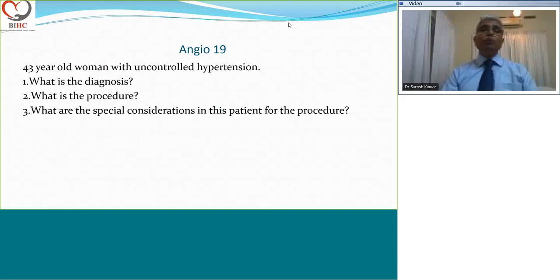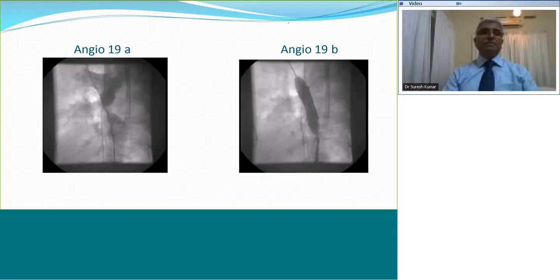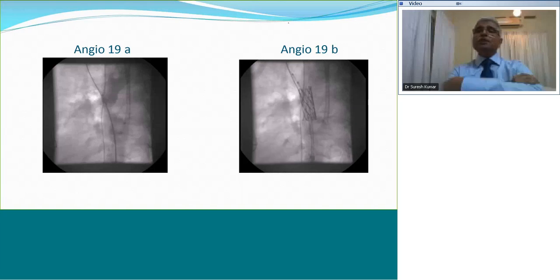So I moved to the next angio. It's a 43-year-old woman with uncontrolled hypertension. Tell me the diagnosis, what's the procedure, and what are the special considerations in this case? 43-year-old woman. So tell me the diagnosis and tell me the treatment. Yes, first is a coarctation. Yes. We are stenting the coarctation.